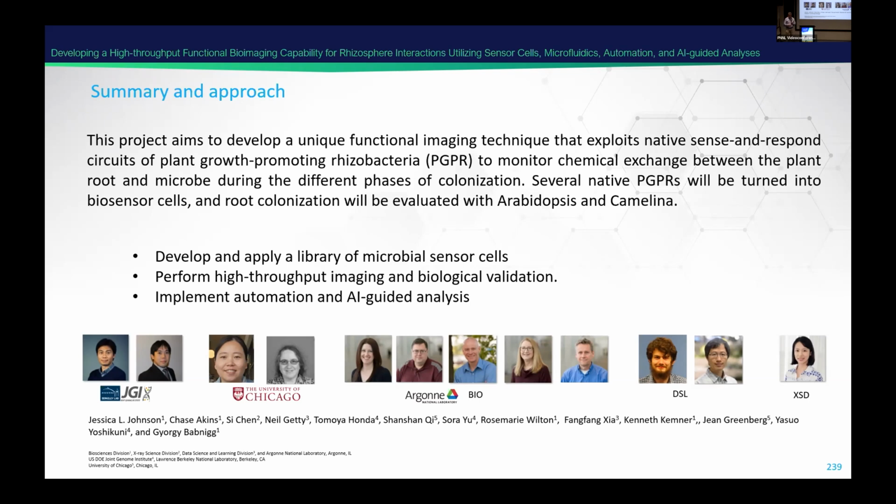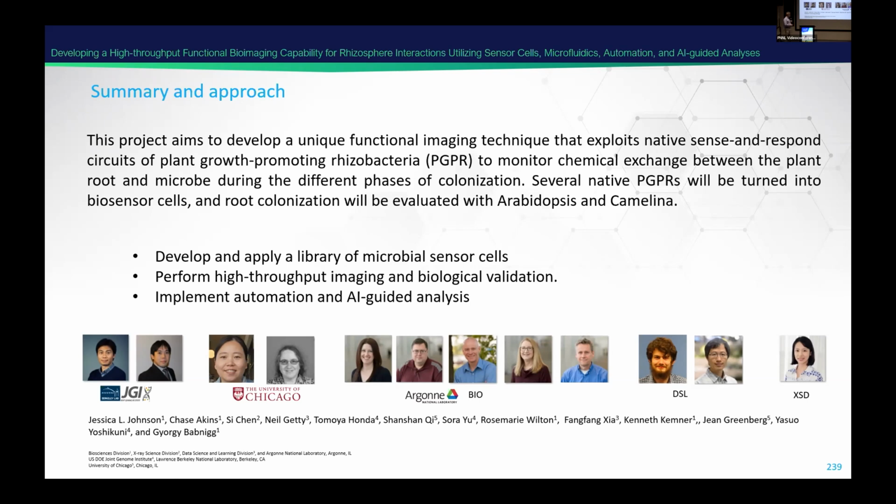So for this, what we are doing is to convert some of these plant growth promoting microbes into biosensor cells. With that, we'll be able to see chemical exchanges during colonization, and we can follow that colonization for the first couple of weeks. So the goal here is to develop these microbial cells, also develop a high throughput imaging capability, so some automation in there, and then also include AI and analysis of that data.